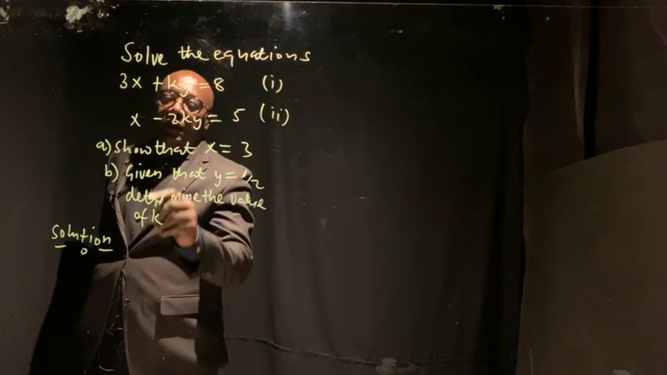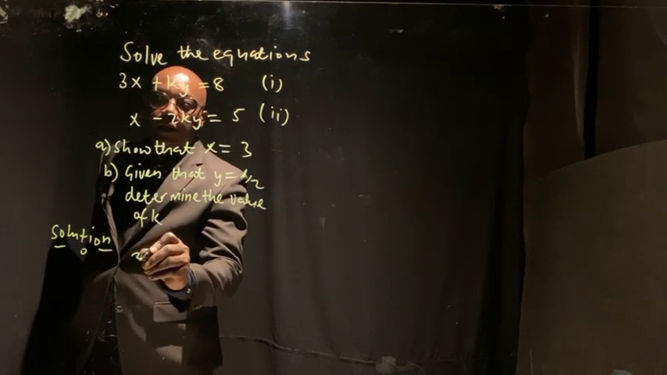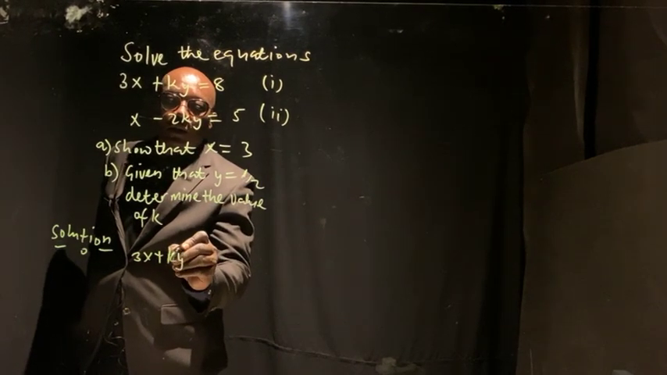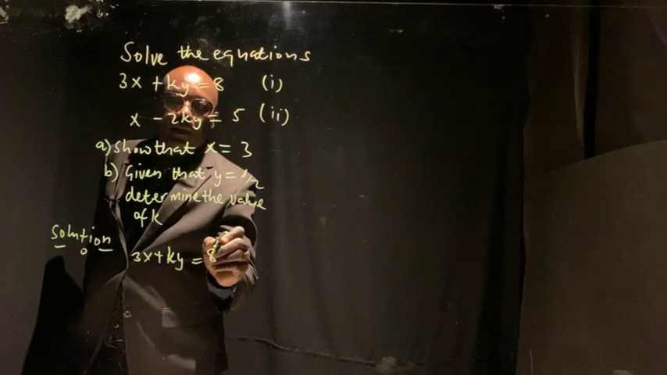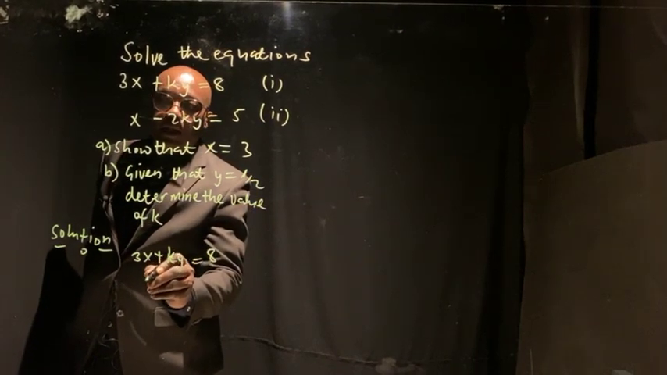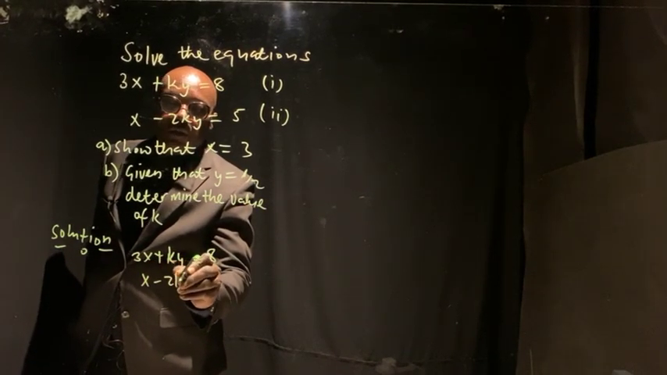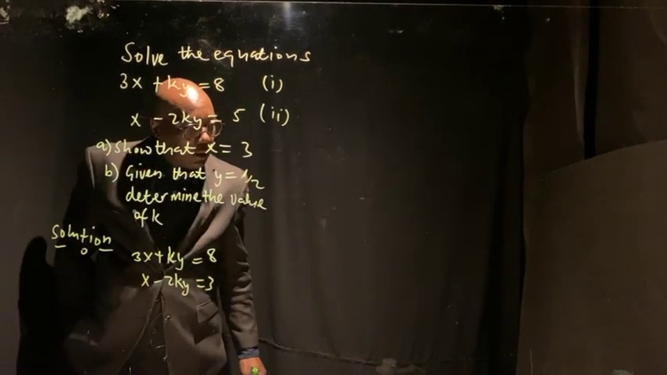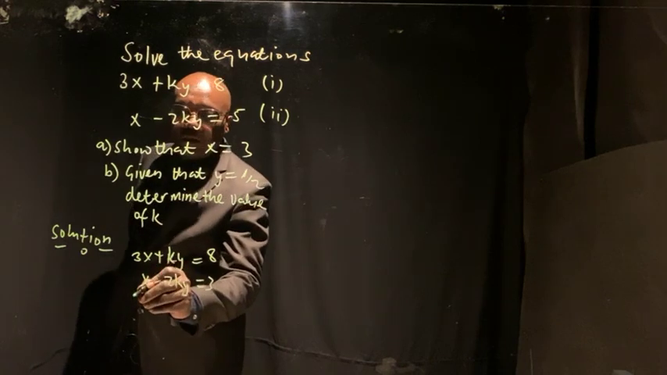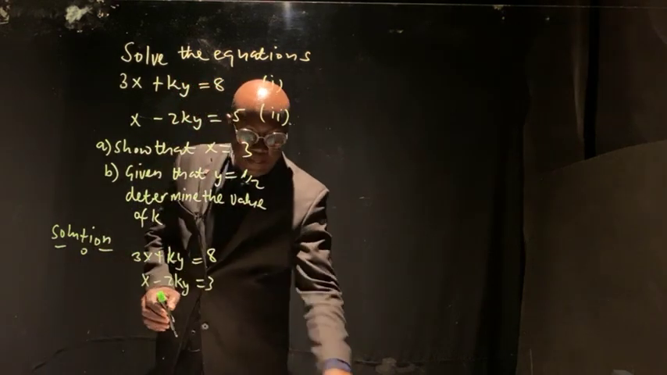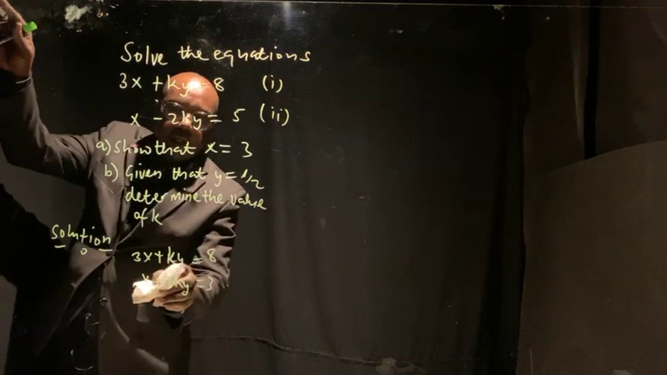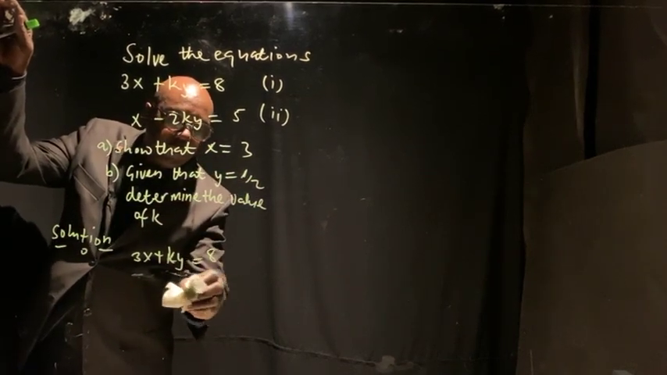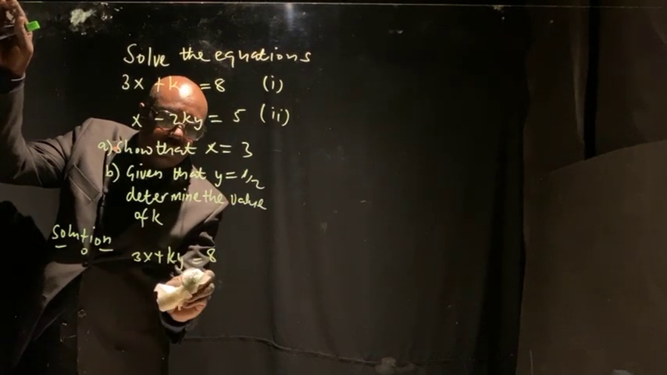Being given the first equation to be 3x plus ky equals 8, and this one is x minus 2ky equals 3. We can solve these equations simultaneously by trying to manipulate either equation 1 or equation 2.